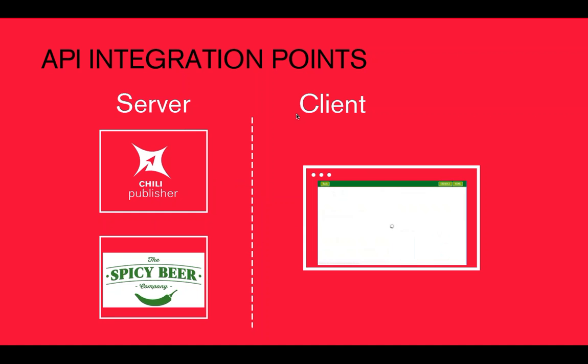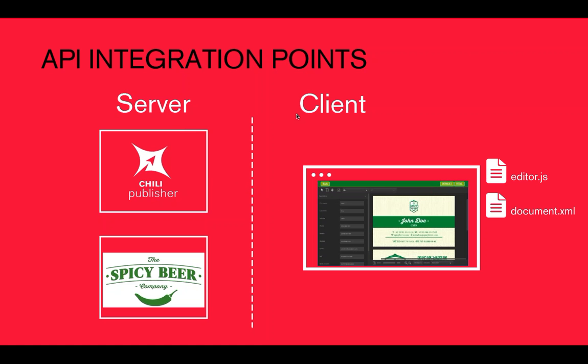Now again, when that product page got asked, that's when the server spoke to the spicy beer company portal and delivered the URL to the client that we're looking to load for the particular piece that we're editing. And then the client spoke to the server, generated the editor through the editor.js, and then asked for the document XML and delivered it on the page. So these three elements speak into each other: the Chili publisher server, the client side, which is making the request, and the spicy beer company, which is the portal that you're driving through. Working with those elements in between the editor.js and the document XML, which is the piece that we're working on.